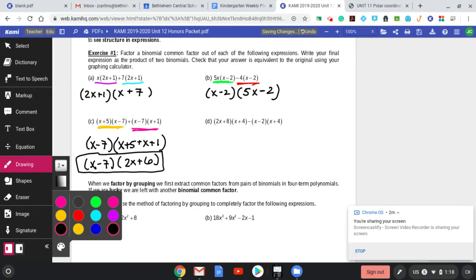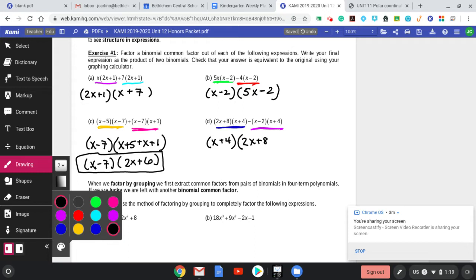Just one thing to watch out for. Here we go. I have this blue shaded term and this purple shaded term. What's in common in both? x plus 4. So I'll take that out. From the blue term, I'm left with an x plus 4. I take it out, I'm left with 2x plus 8.